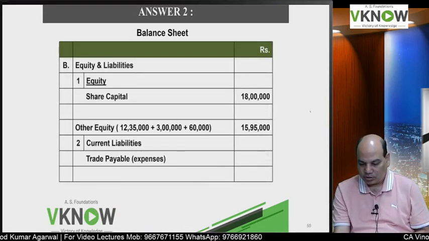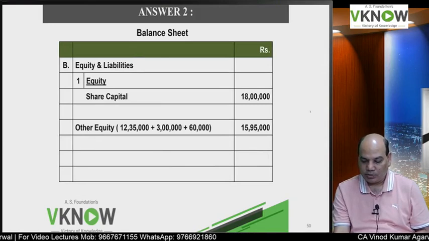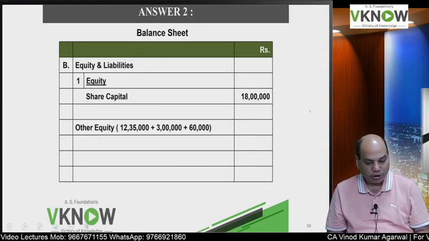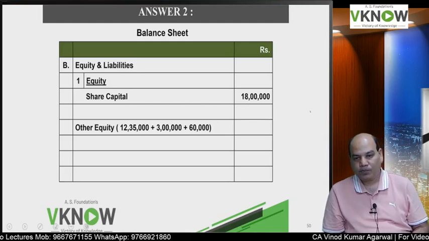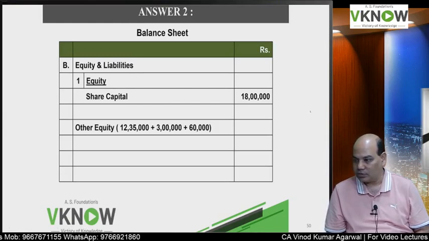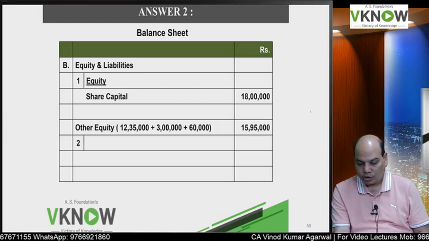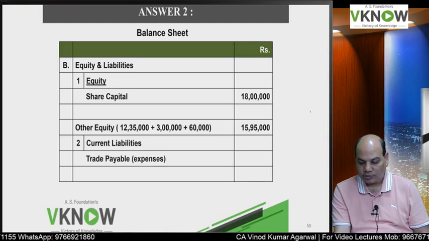So that was my asset side. Now write down part B, equity and liabilities. Share capital 18 lakh. Other equity will be 12,35,000 plus 3 lakh plus 60,000, which is 15,95,000. Point 2, write down current liabilities.